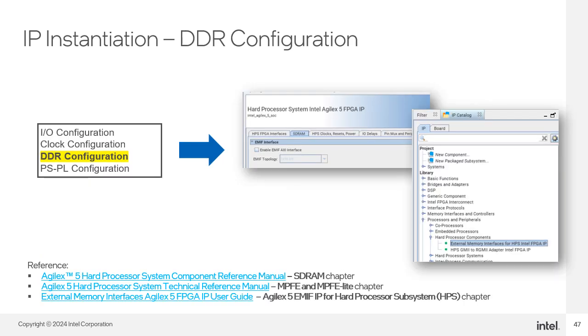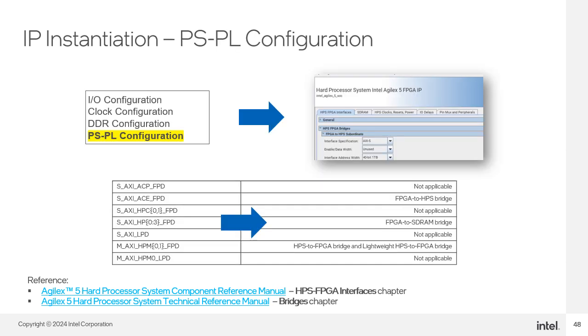For DDR configuration, you will need to configure two components: the HPS IP under the SDRAM tab and the standalone EMIB for HPS IP. The upcoming section, Fabric Embedded Memory Interface, goes over the HPS EMIB migration. Please refer to that section for more details. You can configure the FPGA HPS interface on the tab with the same name.